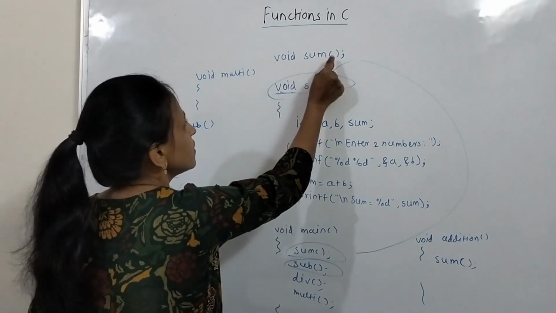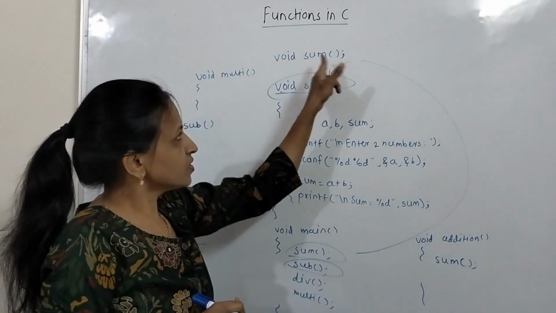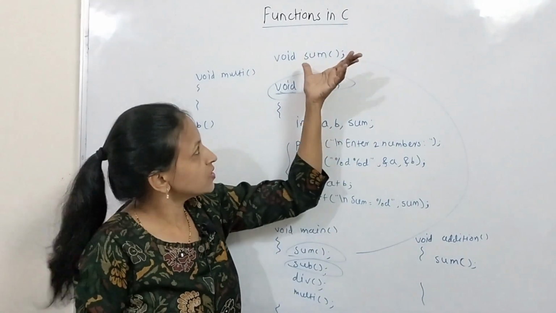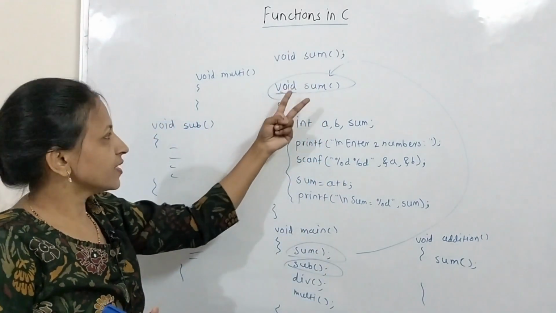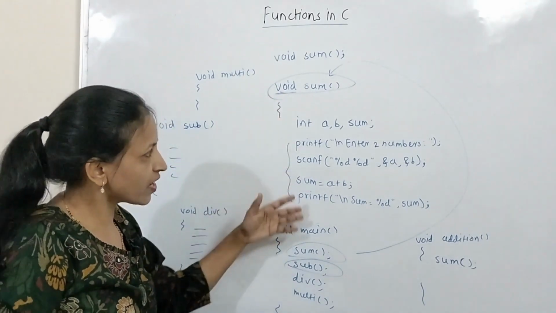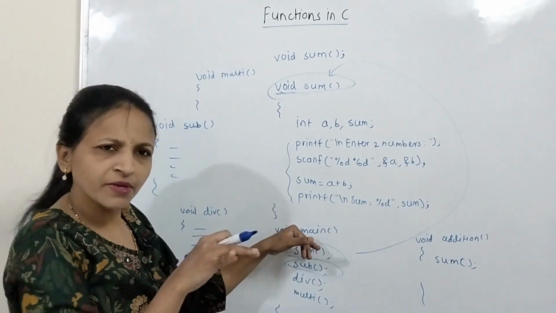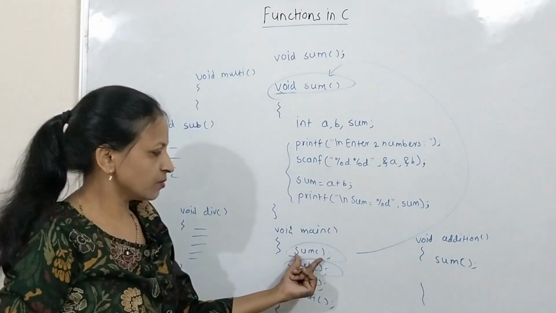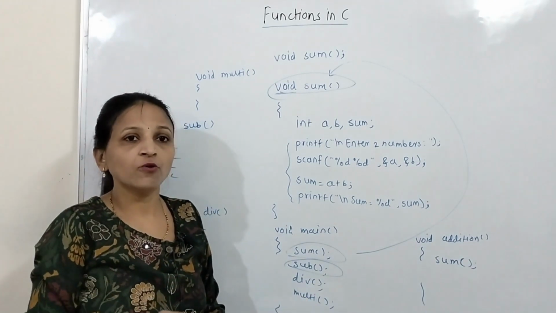Now see, void sum and round brackets. After that I have not defined anything here, I am just writing the function header and giving a semicolon. This is nothing but a function declaration. This one is a function declaration, this one is a function definition. Definition means we are defining that function here, with the actual code we are writing. And here we just call that function. This is nothing but a function call. These are the main three aspects about functions.